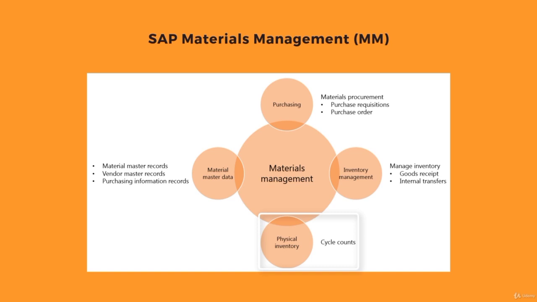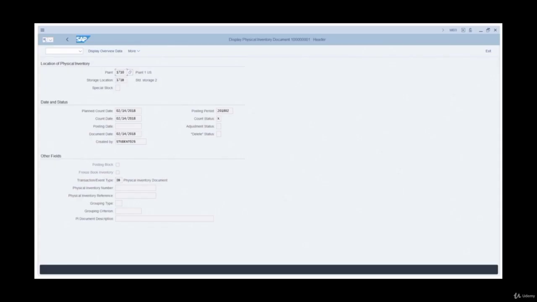Closely tied to inventory management, we've got physical inventory. This is where physical inventory is documented, and we can run special inventory processes like cycle counts. A cycle count is where a small sample of inventory in one storage location is counted at a specific time. Let's look at physical inventory in the system.